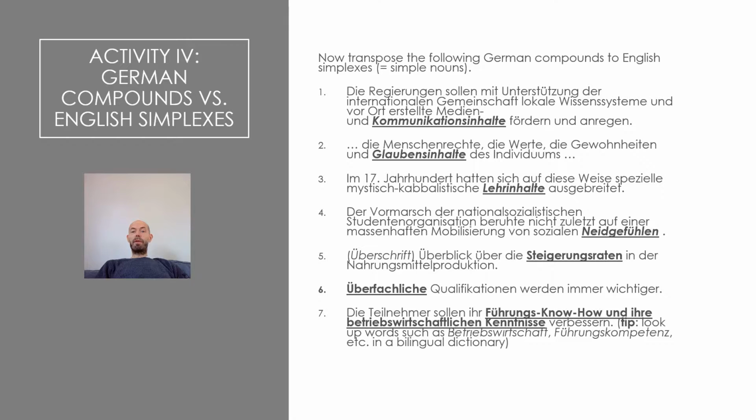So let's apply what we've just learned to the other translation direction, where we need to turn German compounds into English simplexes, into English simple nouns. The examples I've chosen here are Medien- und Kommunikationsinhalte, Glaubensinhalte, and Lehrinhalte. The first three sentences all contain the element Inhalte within the compound, but they are not translated in the same way. So think about what Inhalt means in each particular context.